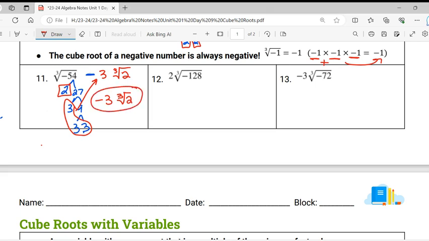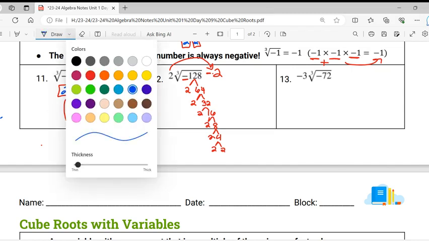Moving on to our next one, we'll pull this -2 and bring it along and out in front. And we'll also pull the negative sign out in front. So we have a 2 out in front and we have a negative sign out in front. Then we'll go ahead and simplify 128 as we did before. We could do 2 and 64, 2 with 32, 2 and 16, 2 and 8, 2 and 4, 2 and 2.